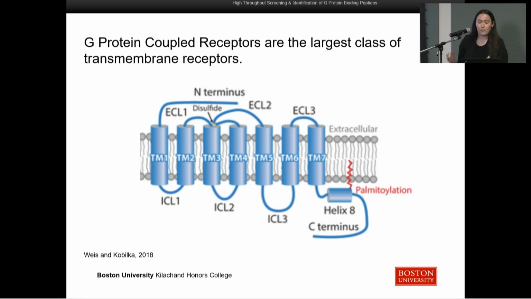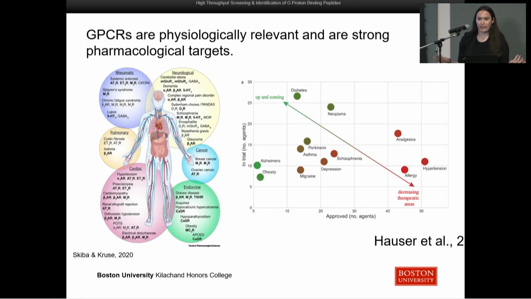So to start, G-protein coupled receptors, or GPCRs, are the largest class of transmembrane receptors. When a ligand or a small molecule binds the outside, that leads to a conformational change in the GPCR that activates the associated G-protein. So why are they important?